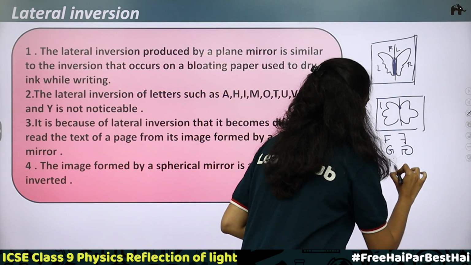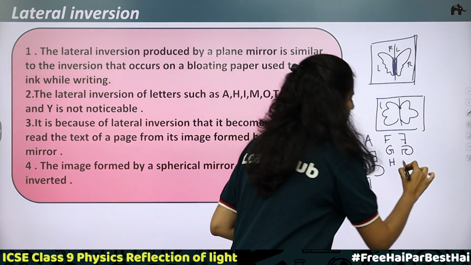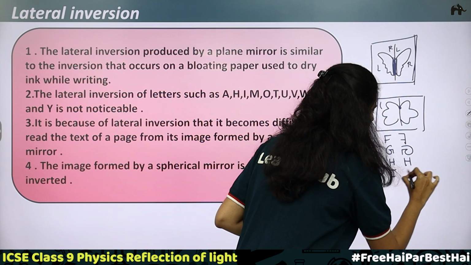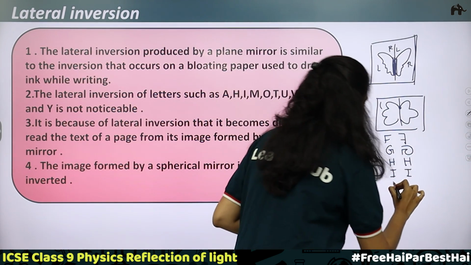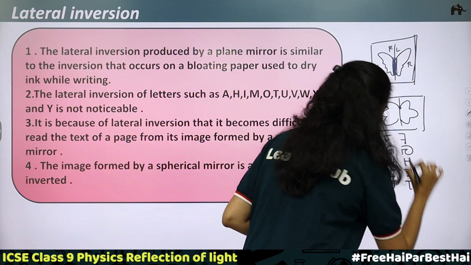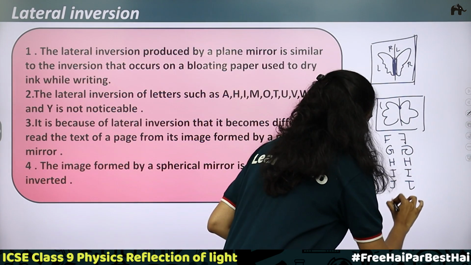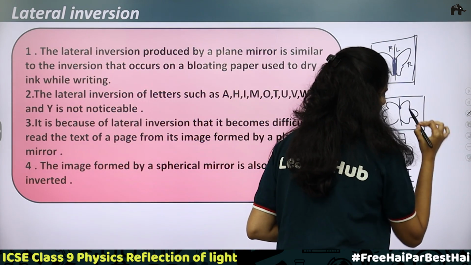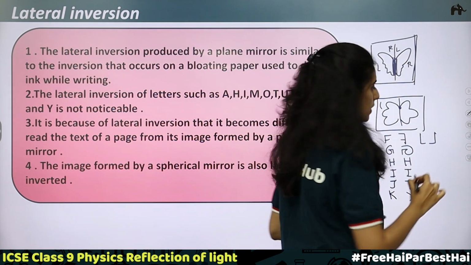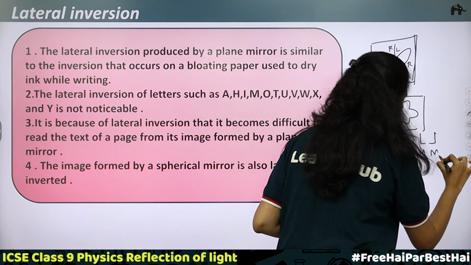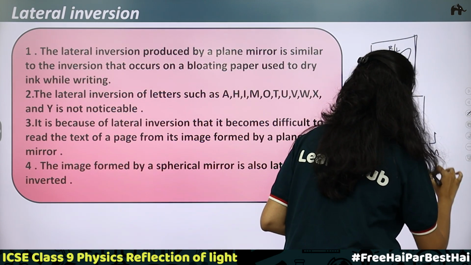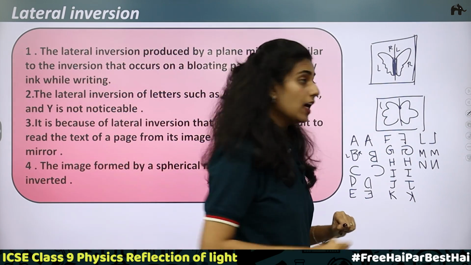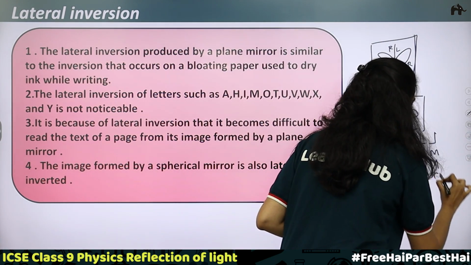Next, when you take H, how is the image? Same thing you will be getting. There will be no change. I, again same thing you will be getting. Next is J. This is how J is. So, the image will be this way. K. This is how K is. Image will be this way. Next, L. This is how L will be. What about M? Same thing you will get. Next, N is this way and the image will be this way. Laterally inverted image. Next, O. Same thing you will get.